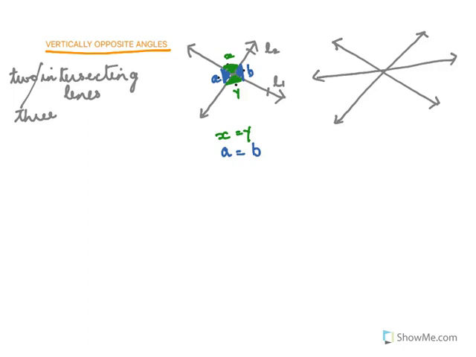In the next figure, figure 2, I have three lines that are intersecting. They're called concurrent lines. So I have L1, L2 and L3. Now let me mark here too the vertically opposite angles. First I will take the line L1, intersecting with L3.